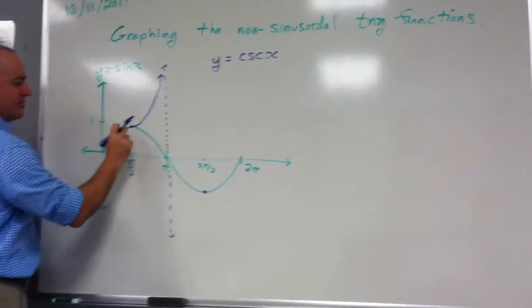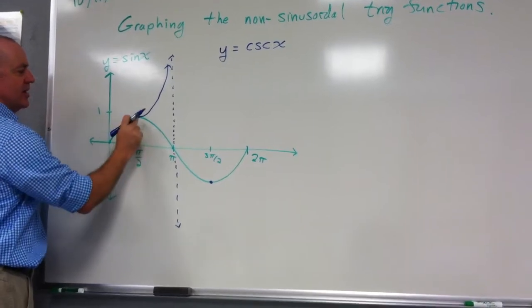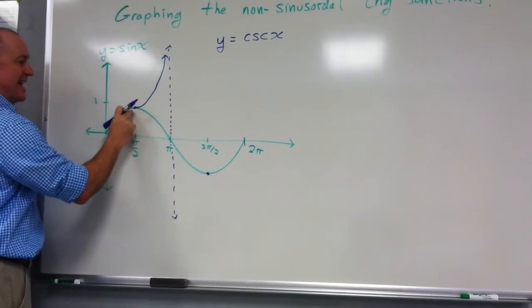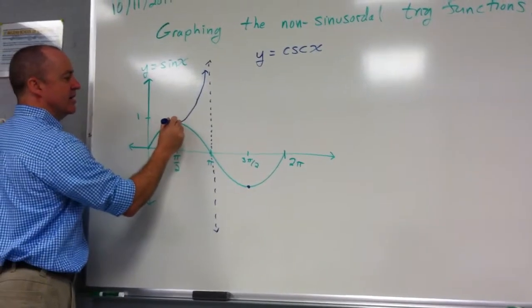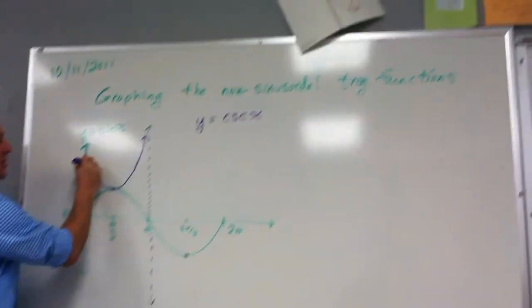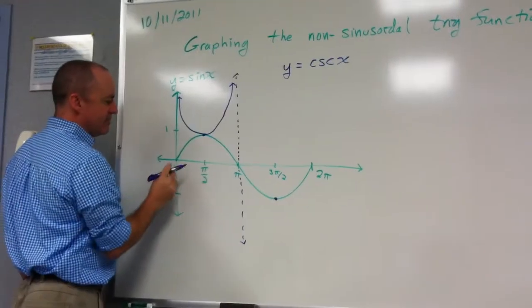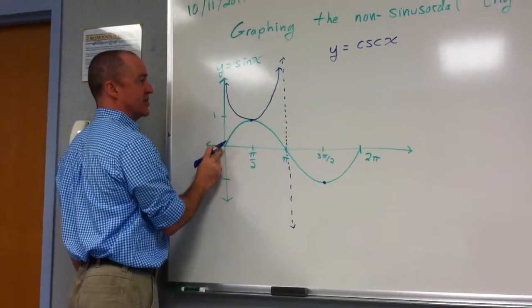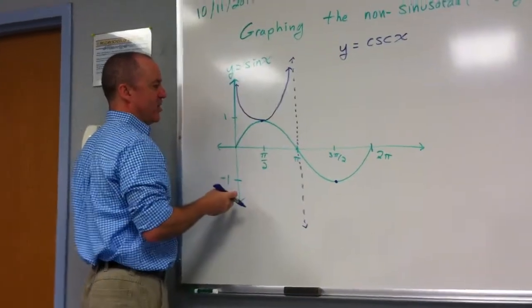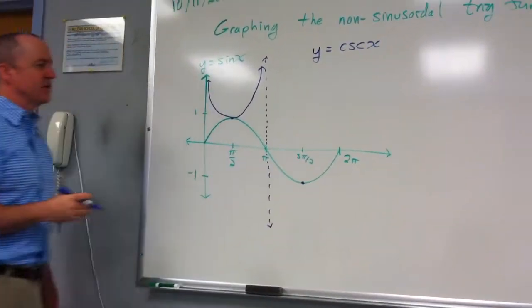Now, let's go from pi over 2 back to 0. The sine wave from pi over 2 back to 0 goes back down, gets smaller and smaller and smaller. So its reciprocal will also get larger and larger and larger. And because the sine wave hits the x-axis at x equals 0, then the y-axis will also be an asymptote for the cosecant.